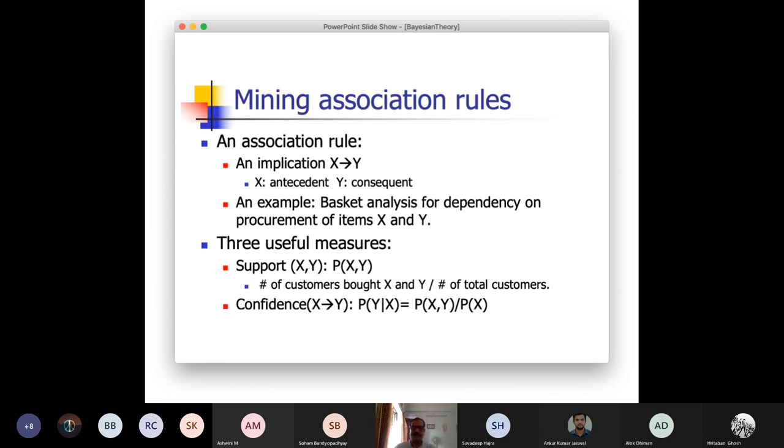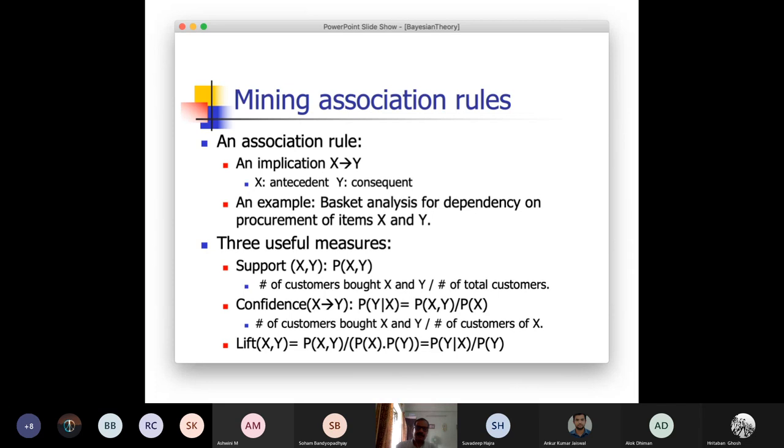So from the definitions you can see how many times x has occurred, out of which how many times x and y both occurred, right? So that is what you are expressing by this probability of y given x. So this is the definition here with respect to this basket analysis: the number of customers who bought x and y both, and the number of customers of x only.